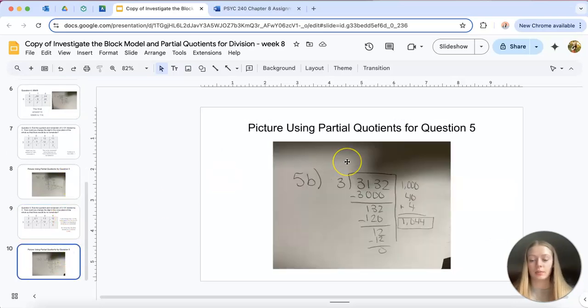And then here is my partial quotients strategy, very similar to how I did the first part. Again, I took 3 times 1,000 to get 3,000. Subtracted out, we get 132. I also took 40 times 3 to get to 120. Then we're left with 12. And then again, 3 goes into 12 4 times, I should say. So then 4 times 3 is 12, zeroes out, we're left with just 1,044.